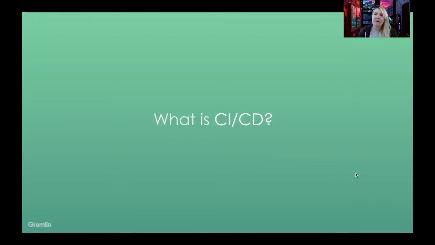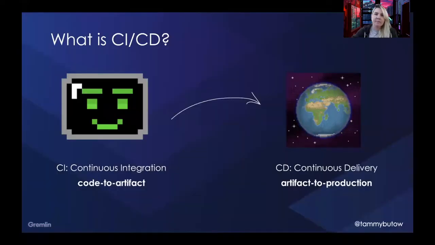So let's start off with something simple. What is CICD? Well, it starts from continuous integration, writing code to creating an artifact, then moves to continuous delivery, which involves taking that artifact and moving it to production. So continuous integration to continuous delivery, code to artifact, artifact to production.